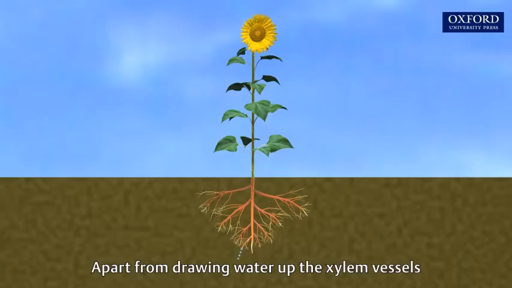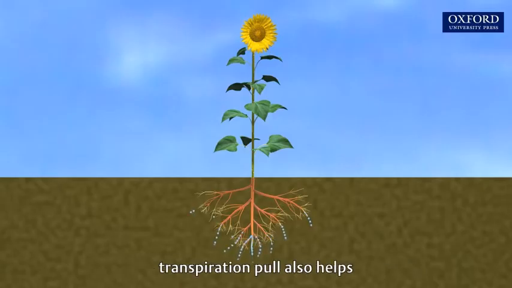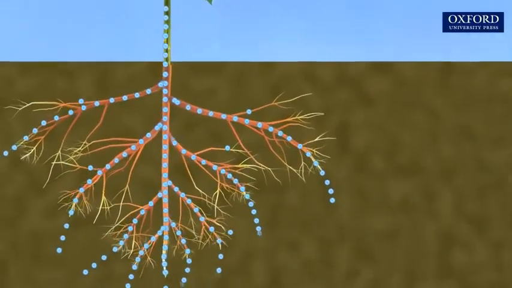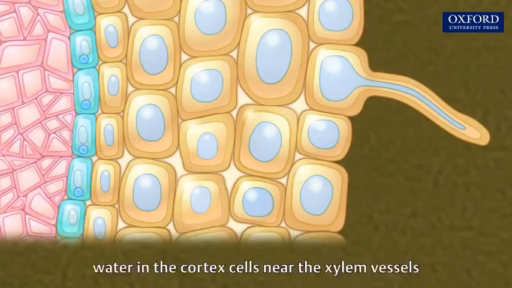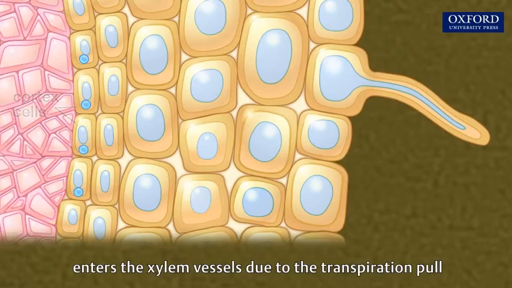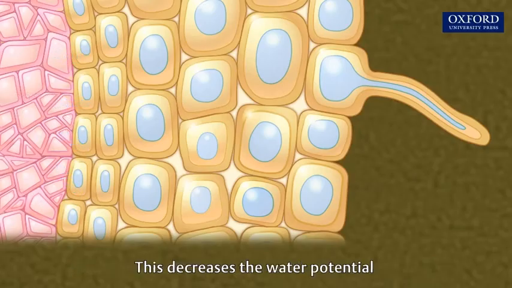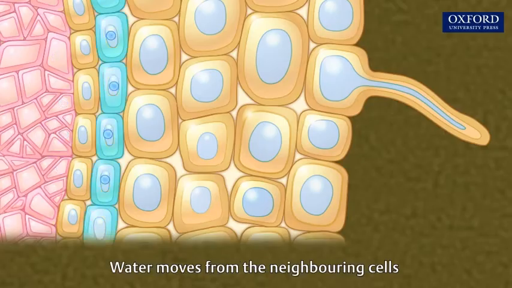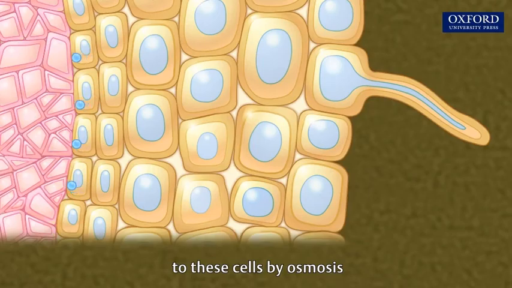Apart from drawing water up the xylem vessels, transpiration pull also helps the absorption of water by the roots. In the root, water in the cortex cells near the xylem vessels enters the xylem vessels due to the transpiration pull. This decreases the water potential of the cytoplasm of the cortex cells. Water moves from the neighboring cells to these cells by osmosis.